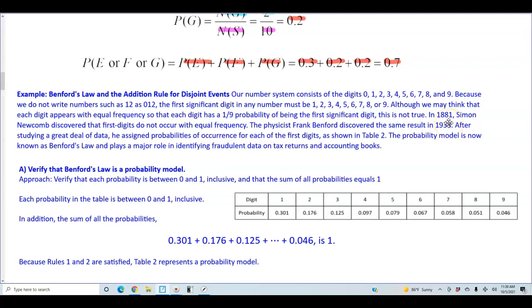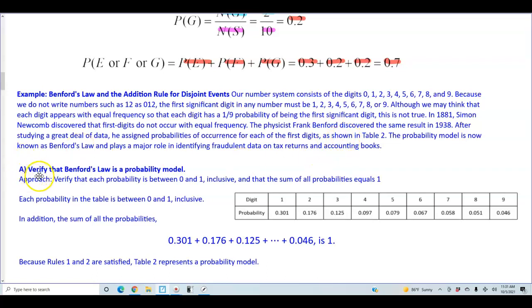In 1881, Simon Newcomb discovered that first digits do not occur with equal frequency. The physicist Frank Benford discovered the same result in 1938. After studying a great deal of data, he assigned probabilities of occurrence for each of the first digits, as shown here in the table. The probability model is now known as Benford's law and plays a major role in identifying fraudulent data on tax returns and accounting books.